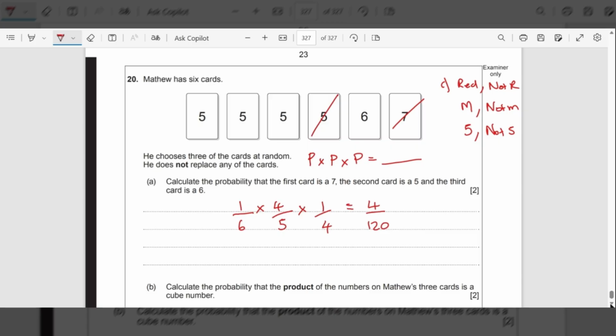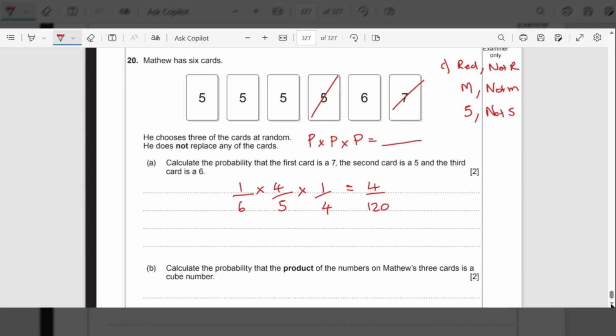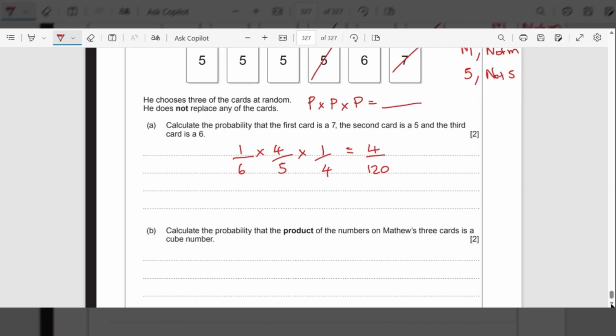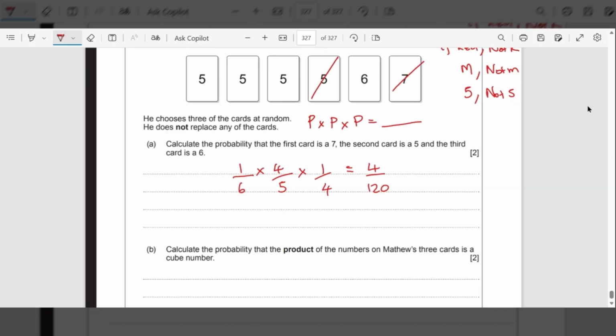Now, there's another 2 marker here. This should be okay. I hated it though. I didn't like it. I remember it now. Calculate the probability that the product, which means times, of Matthew's 3 cards is a cube number. The fact it's a 2 marker probably means there's only 1 combination, right? Normally, if it was 3 or 4 marks, I'd be looking for lots of combinations. So to be a cube number, the only way to have a cube number here is 5.